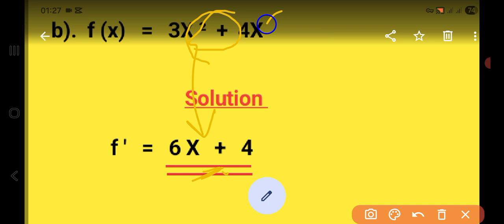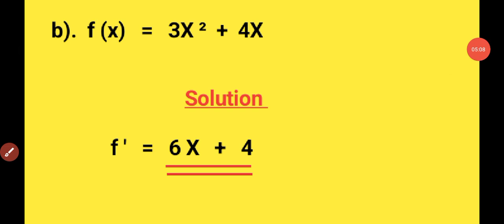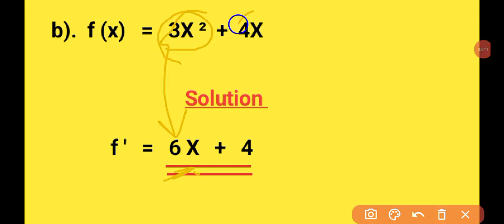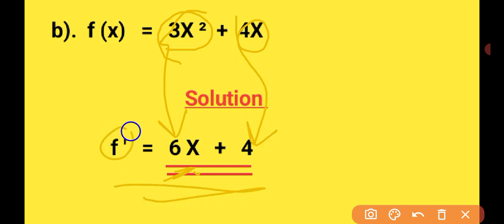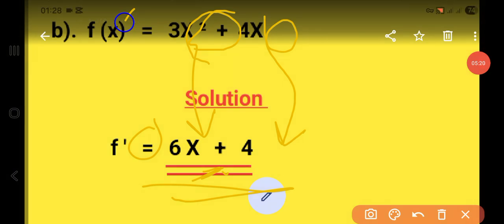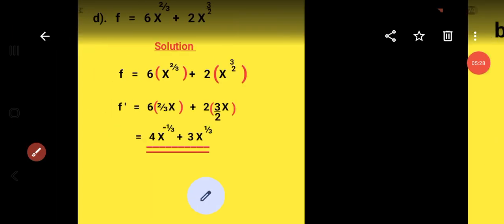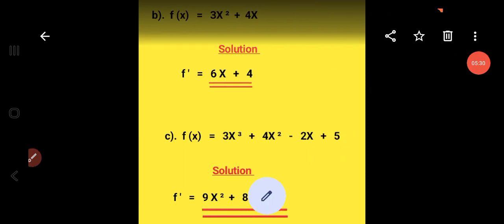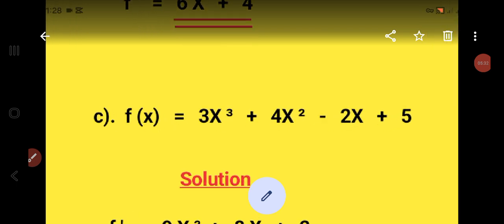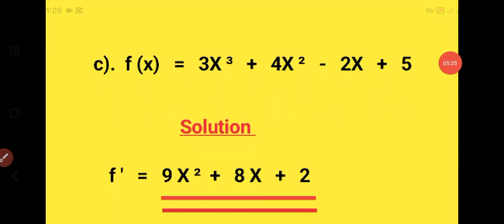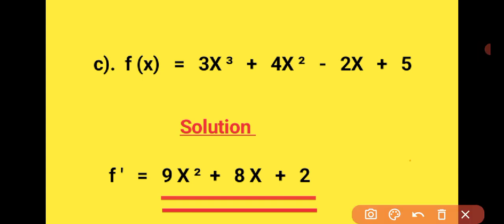In the next one here we have 4x. So in our 4x here, when we differentiate, we get 4. And that is the derivative function of f of x. That is how it is supposed to be. So now let us go to part C. Let's go to part C. Still part C is down here. So we are just going to do it in a few steps.